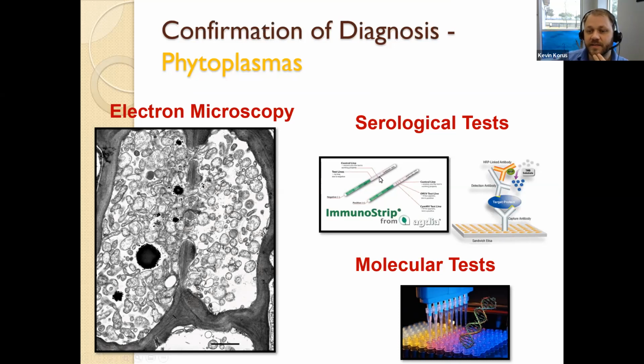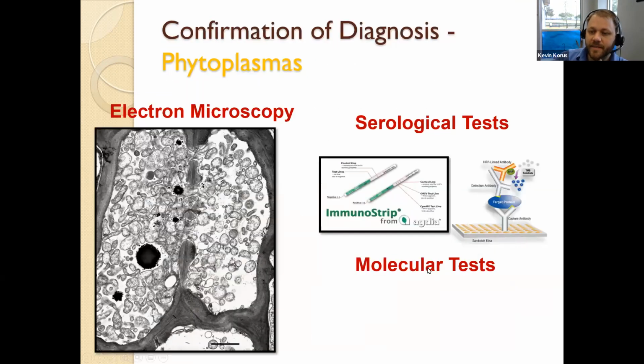The at-home COVID test looks a lot like these immunostrips from AgDia. Basically, a single line means that it's negative, but the test is working. Double line means that you have a positive result and the test is working. Some of them will have three. This strip here in this picture actually detects two pathogens at once, which is pretty cool. So it'll actually have three lines if both of the pathogens are there. So both pathogens and then the control line.